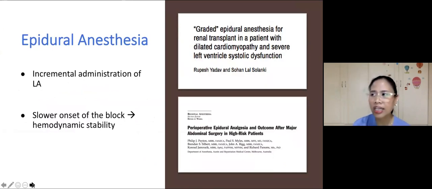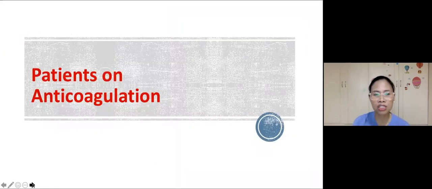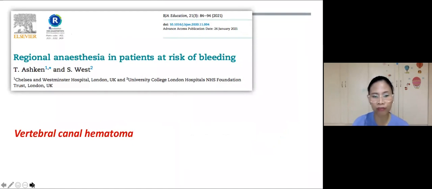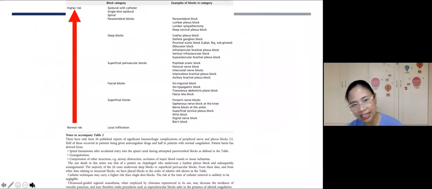I think the only thing that would hinder us from performing an epidural is if patients are on anticoagulation, because of the risk of vertebral canal hematoma. Out of all the regional anesthetic techniques, if our patients are on anticoagulation, it is the epidural technique that carries the highest risk of developing a hematoma, especially if the anticoagulant is not stopped before the procedure. The lowest risk would be for superficial nerve blocks.